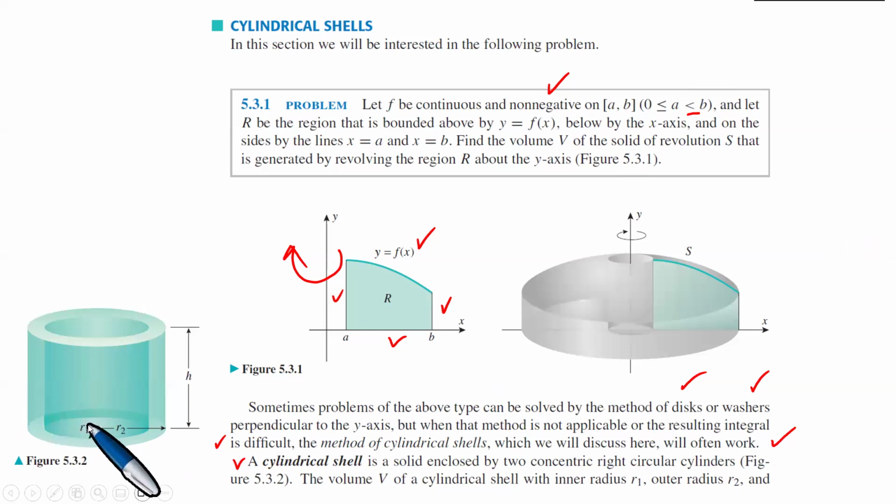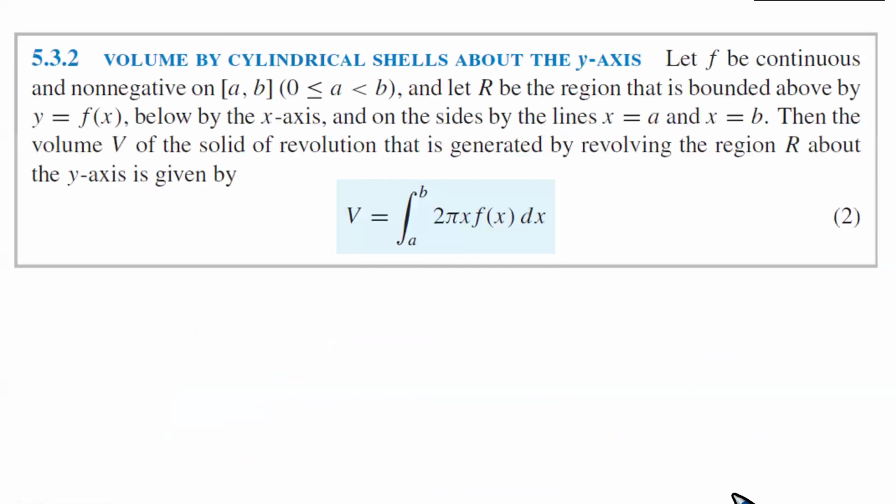Inner radius R1 and outer radius R2. This is the shell, a solid enclosed by two concentric right circular cylinders, like that. The volume V of a cylindrical shell with inner radius R1 and outer radius R2. Okay, let's look at the formula.